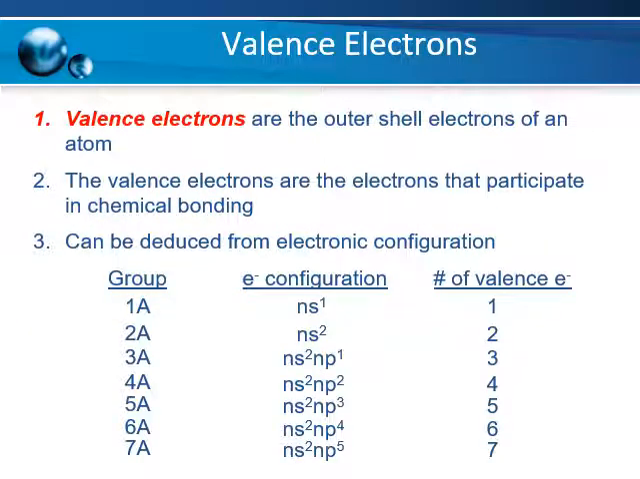Alright, so valence electrons are the outer shell electrons of an atom. They particularly take part in chemical bonding, so we can deduce them by electron configuration, like from group 1A to group 7A we have electron configurations of ns1 up to ns2 np5, where the valence electrons are ns2 np5. Okay, so 7 altogether is 7 electrons.